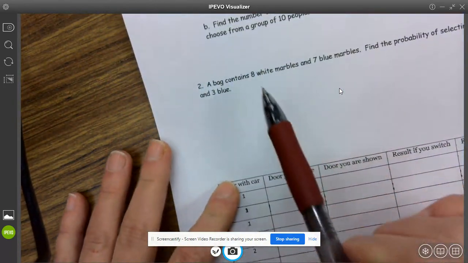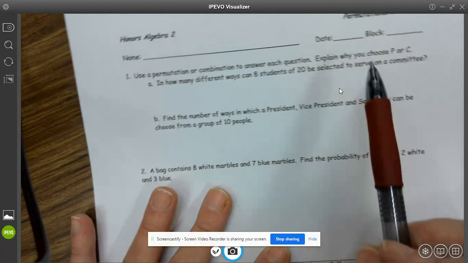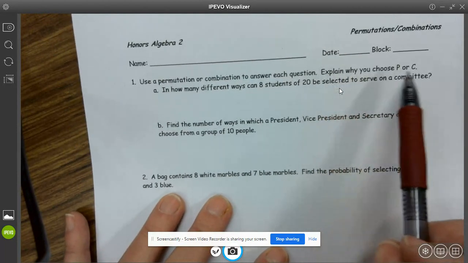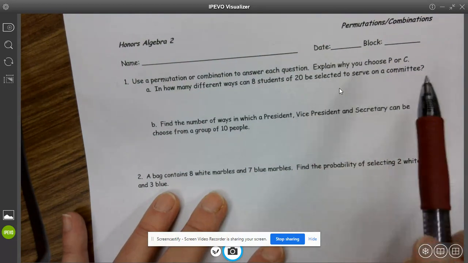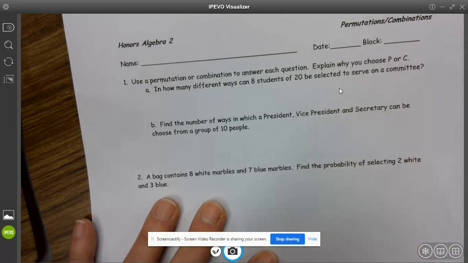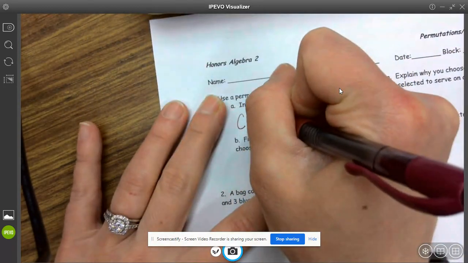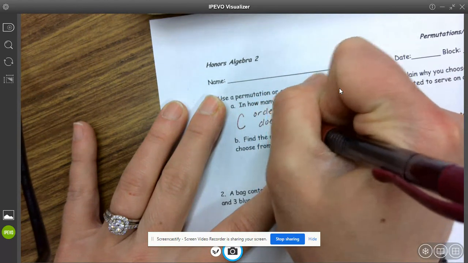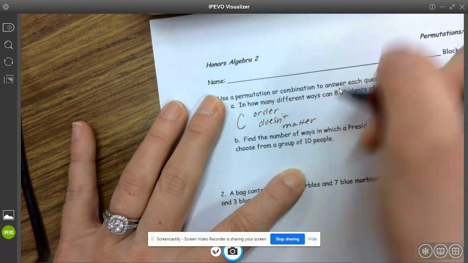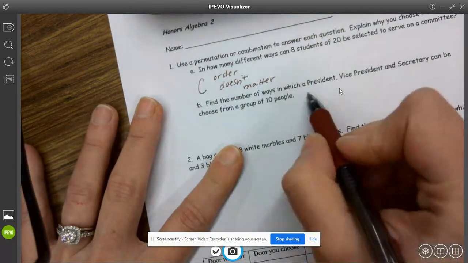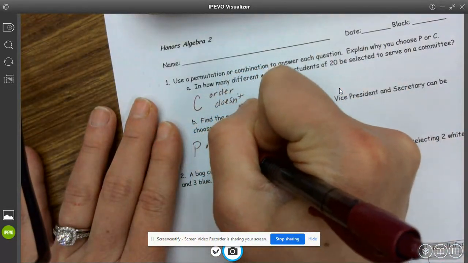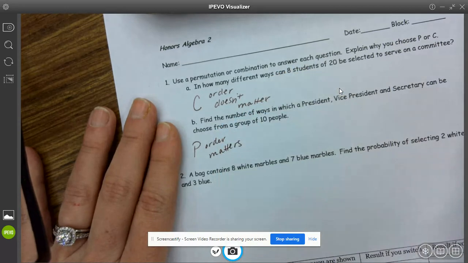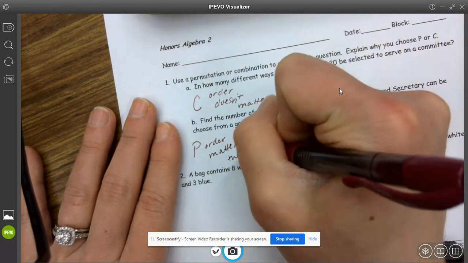So right here, use permutation or combination to answer each question. This might be another page. Explain why you chose P or C. So you got to tell me if order matters or not. In how many different ways can 8 students be selected to serve on a committee? Well, it didn't say one was the president, one was a vice president, one was a secretary. It just said 8 students on a committee. So it is going to be C. Order doesn't matter in groups. Okay. Find the number at which a president, vice president, and secretary can be chosen. These are distinct positions. Order matters. They are distinct positions.